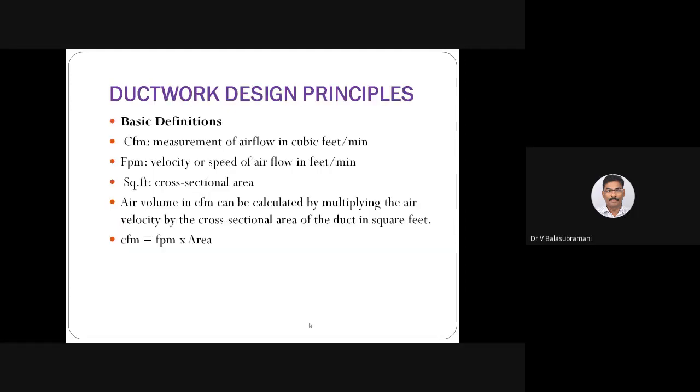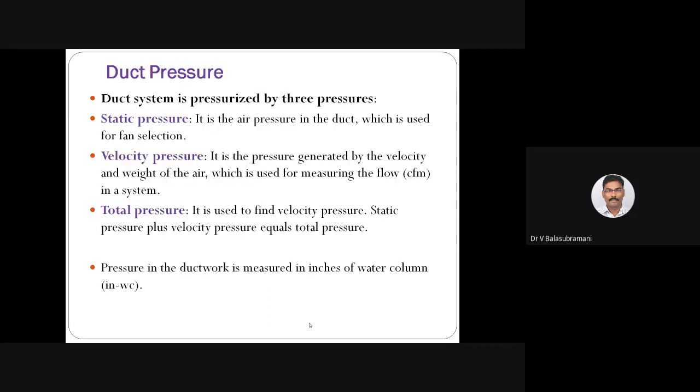Okay, next I will move to the design principles. These are the fundamentals. Some of the parameters I have to use repeatedly in the 3 methods, so those are given for your understanding. CFM is nothing but the measurement of airflow, that's cubic feet per minute. And then FPM is feet per minute, that's the velocity, as well as square feet for area. So CFM is nothing but the product of FPM and area. That's the most fundamental.